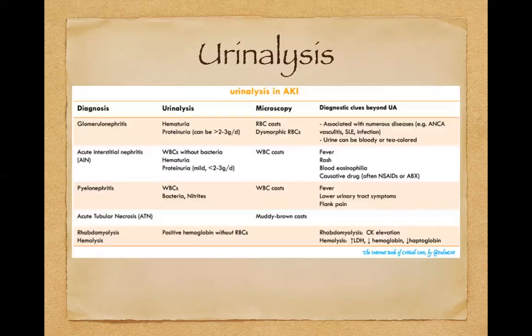Then when it comes to doing a urine dipstick, because you always have to do a urine dipstick in any patient with suspected AKI, you've got certain diagnoses that cause kidney dysfunction, like glomerulonephritis, acute interstitial nephritis, pyelonephritis, ATN, and rhabdomyolysis or hemolysis. This is a nice little table from the Internet Book of Critical Care. As you can see, there are certain things that you look out for on your dipstick for these diseases and certain things on microscopy. And there are obviously certain diagnostic clues on history and examination where you can piece it all together to see what diagnosis you're dealing with.